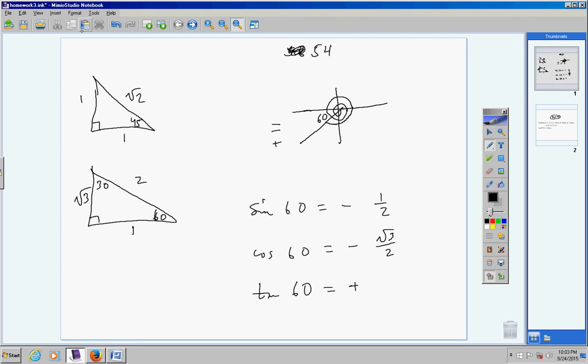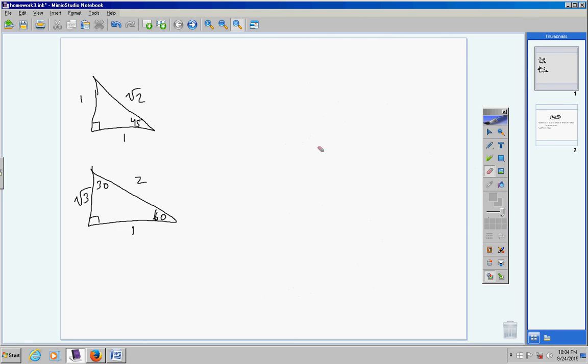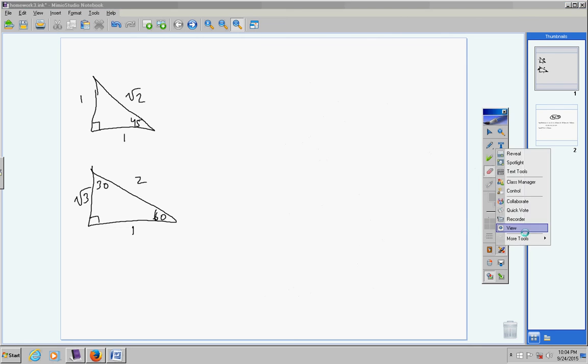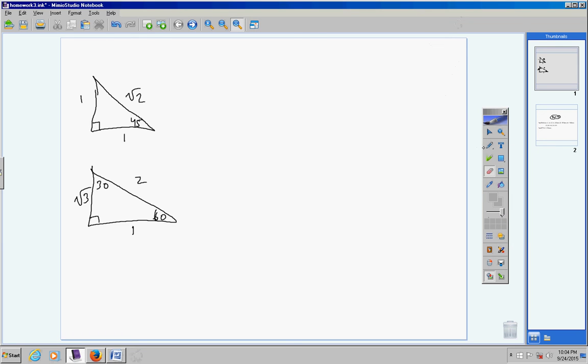And actually, guys, you know what? Hold on. I think I'm trying to go too fast. Let's start over. Sine of 60, opposite over hypotenuse, square root of 3 over 2. Sorry about that. Cosine of 60, adjacent over hypotenuse, 1/2. Tangent of 60, opposite over adjacent, square root of 3 over 1. And there we go. Okay, not too difficult. Okay, students, moving on to number 56.